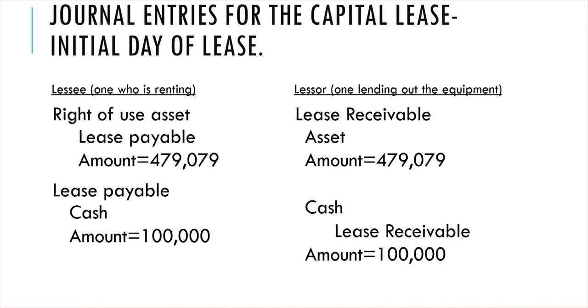Now, what happens in the journal entries? Because I said capital leases are going to affect how you do your journal entries. And also notice here, you have journal entries for the lessee, the one who is renting, and the lessor, the one who is owning. Well, the one who is renting needs to record not an asset, but a right of use asset. So they're not going to call it a PP&E asset. It's called a right of use asset. And then they are going to record a lease payable.